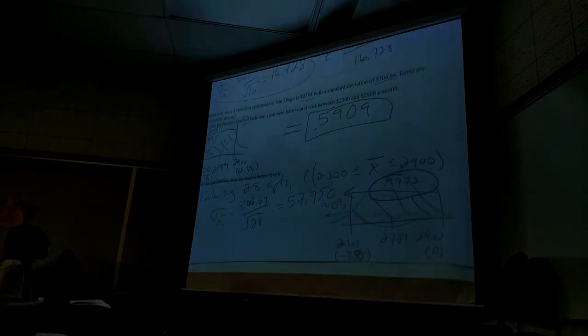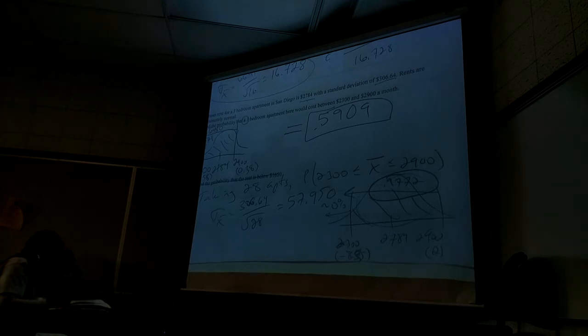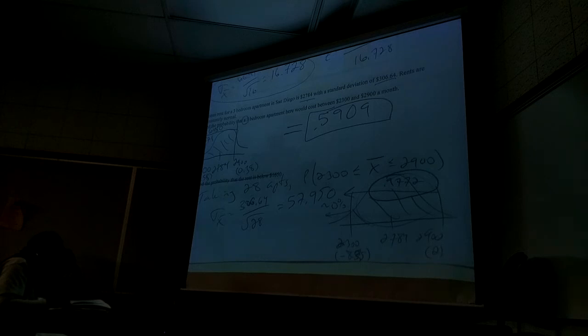Much more than part A, because when I take a sample, more of them will be closer to the average. So there will be more caught between 2,300 and 2,900 because more of them will be in there. They should get closer to the average.